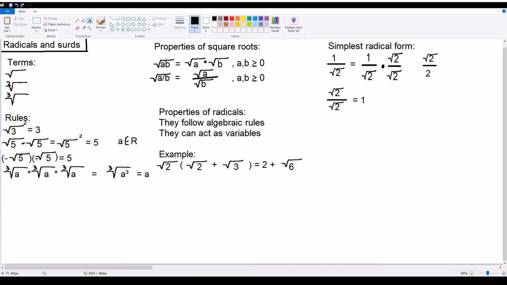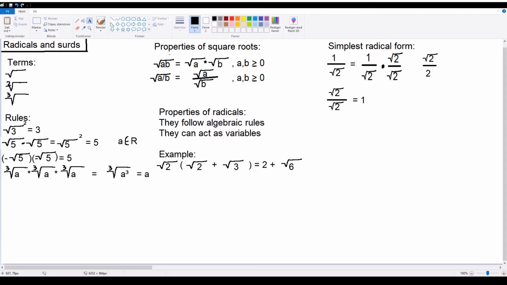The same also counts for negative square roots. So negative square root of 5 times negative square root of 5 becomes 5. This also counts for the cube root of different numbers. For example, here we take a. A is a real number, but when you have a cube root, you'll have to multiply the same thing 3 times, meaning you have to cube a number to turn it into a full number.